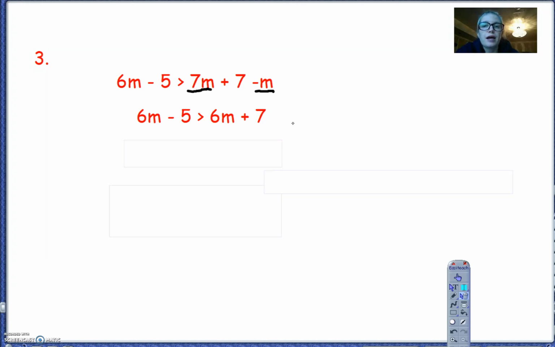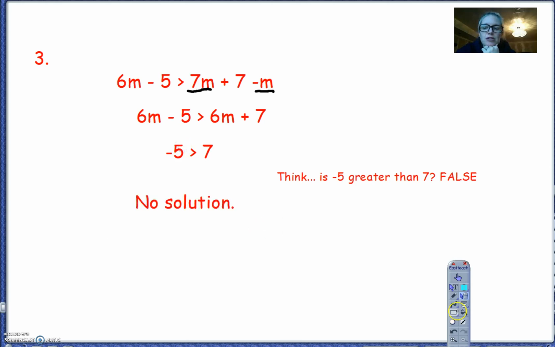Again, you might notice something right away, but you're going to show me the next step where you combine your variables by subtracting 6m from both sides, and you get negative 5 on the left is greater than 7. Okay, again, that's when you should pause and think. It's going to be one of our no solution or all real numbers. Is negative 5 greater than 7? Is this a true statement? No, negative 5 is not greater than 7. That's when we write no solution, or you may also just write the 0 with the slash through it.